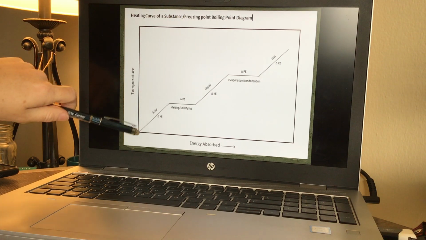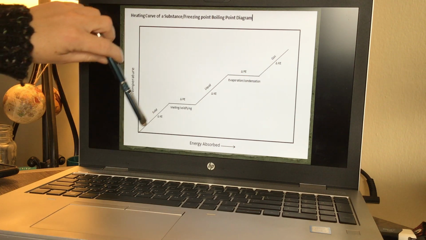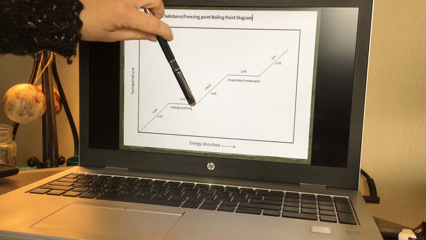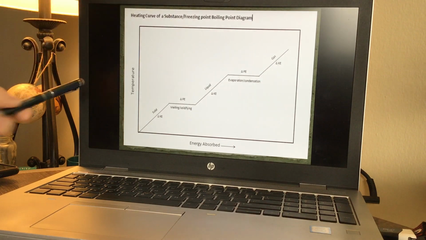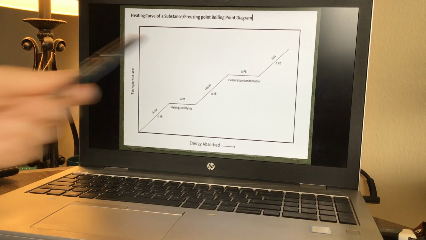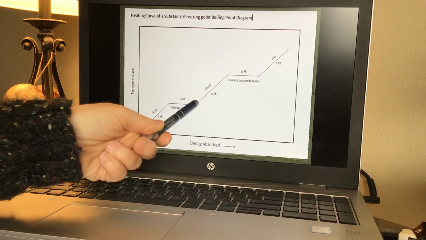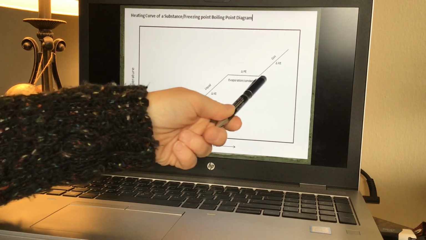So along the diagonal lines, you only have one state of matter. So this bottom diagonal line represents solids heating, and then we have liquids heating, and then gases heating. The flat line represents a phase change. Okay, so when you have a solid and a liquid present, then this line is flat. When you have a liquid and a gas present, then this line is flat.